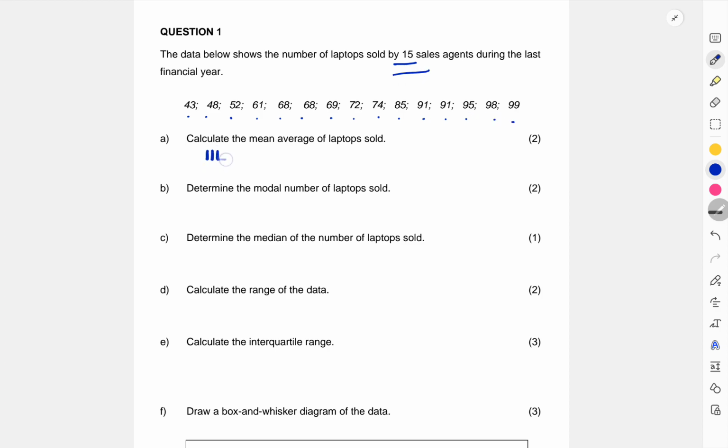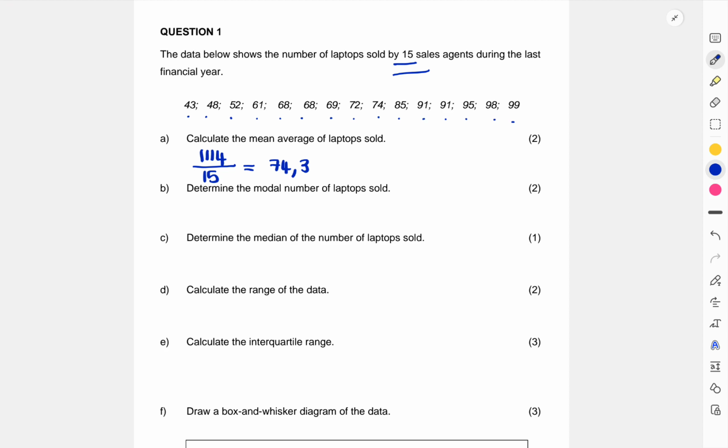And if you're going to do that, you'll get 1114, and you're going to divide that by 15. So the average of laptops sold was 74,3 if you round off to the nearest 1 decimal. So remember, if they don't state anything, you round off to the nearest 1 decimal unless stated otherwise.